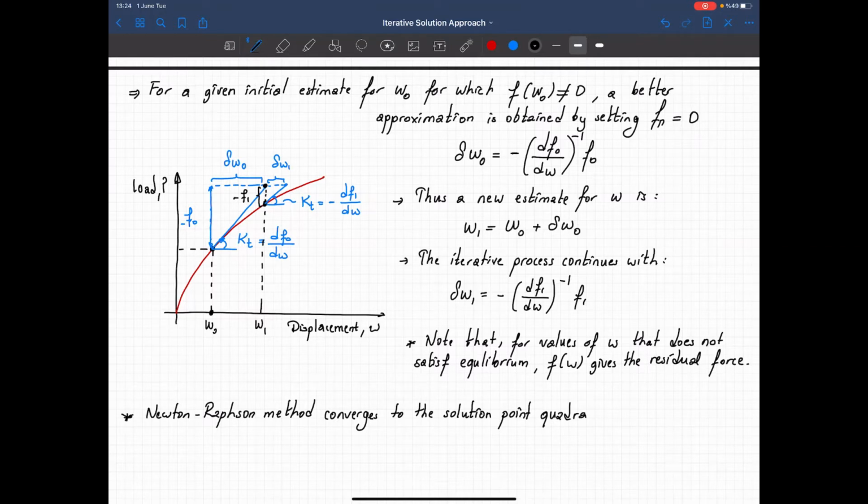So it has a fast convergence rate. But the downside of this method is that at every step I have to calculate the tangent stiffness matrix, and also at each iteration I have to calculate the inverse of it.